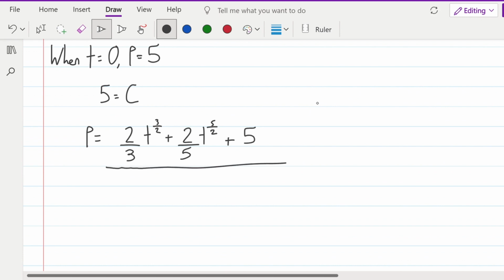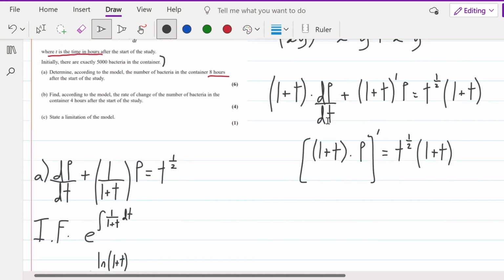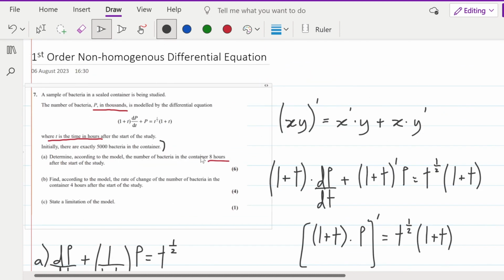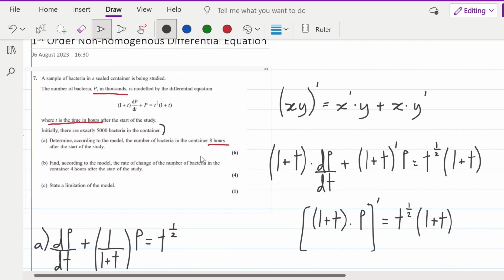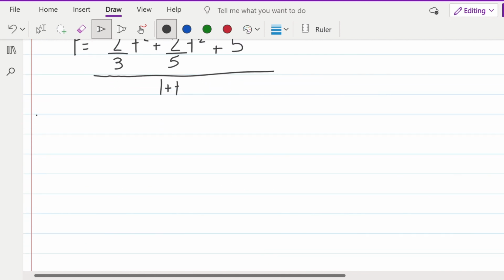Now you could have 1 plus t for each of the individual components, but I'm going to explain right now why not. The reason is that you're going to have to plug this thing into the calculator, and it will be such a shame to lose that final mark by plugging it in incorrectly. The question asks 8 hours after the start of the study, and remember that t is the time in hours. So when t equals 8, what is p?